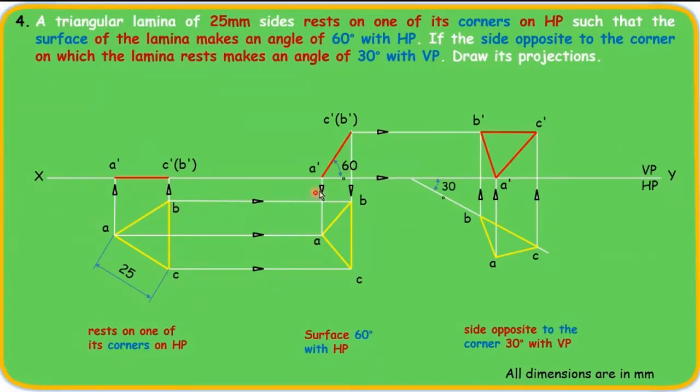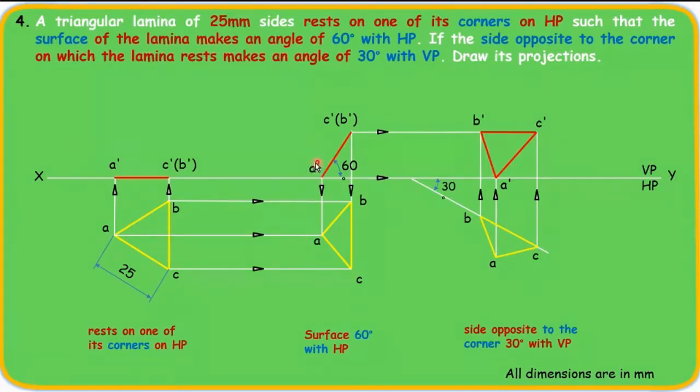Then in the second step, you are tilting it. See here, it's clearly given: surface of the lamina makes an angle of 60° with HP. So you have to tilt it at an angle of 60°. You have to draw a line at an angle of 60° here and draw this, representing the same thing here. Make sure it is resting on a corner.